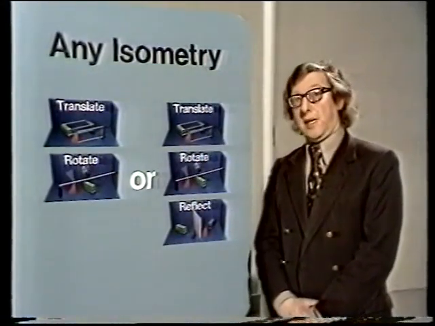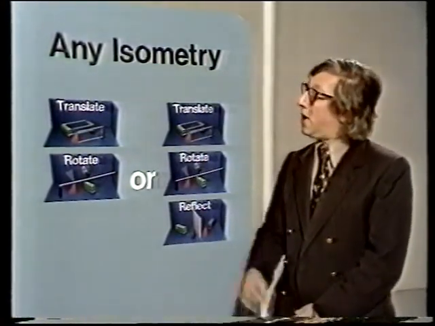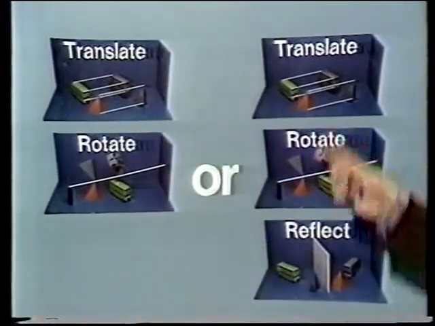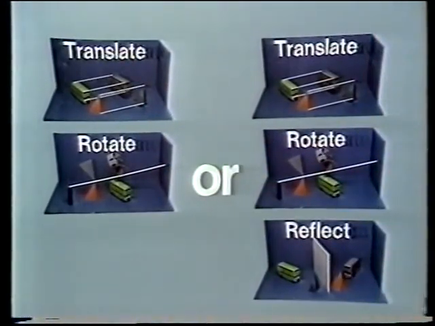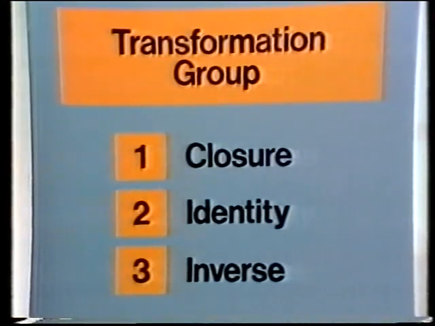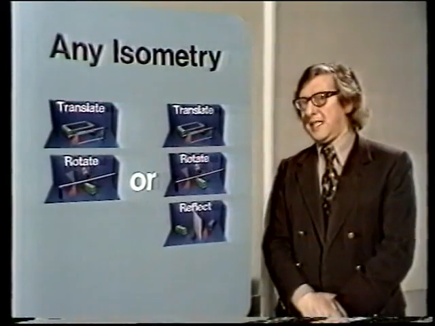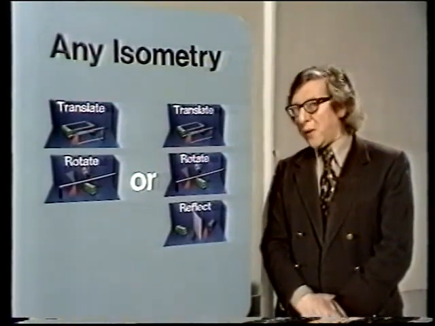And now we have that result. Every isometry is a combination like this, or a combination like that. And that means our transformation group of isometries is much more tractable. We can more easily work out how the isometries combine. But it's still a very complicated group, so how are we going to study it?